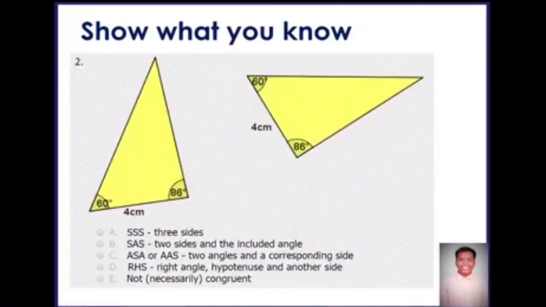How about number 2? You are given 60 degrees and 86 degrees and a 4 centimeter side. So can you prove these two triangles are congruent using the SSS, the SAS, the ASA, the RHS, or are they not necessarily congruent? Alright, the correct answer is letter C. Yes, that's right. The angle-side-angle: two angles and the corresponding side.